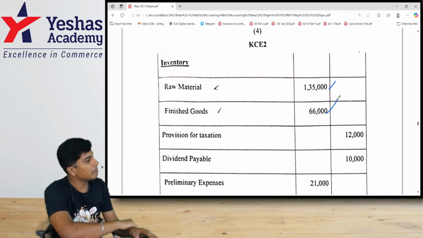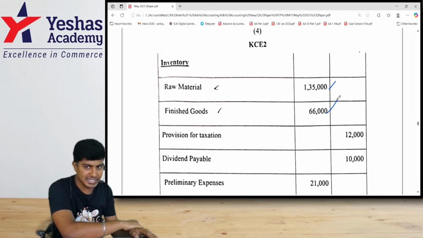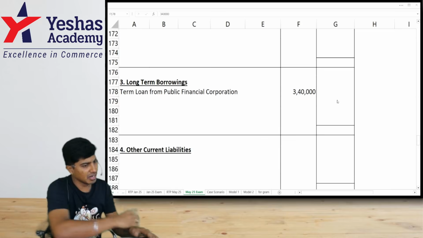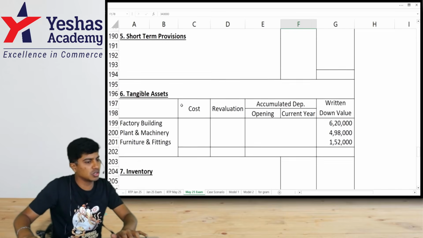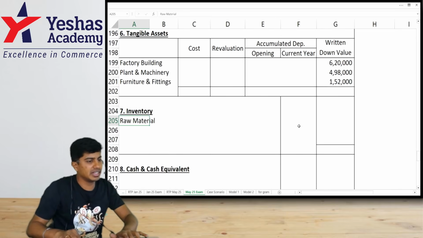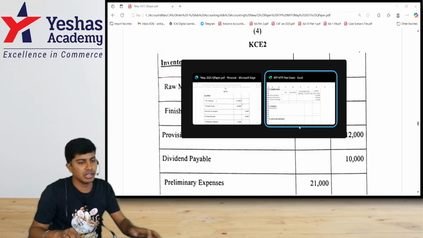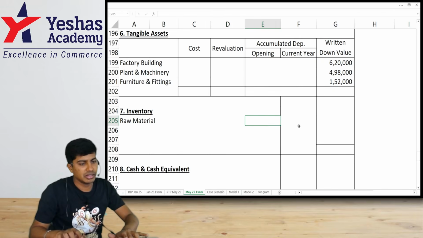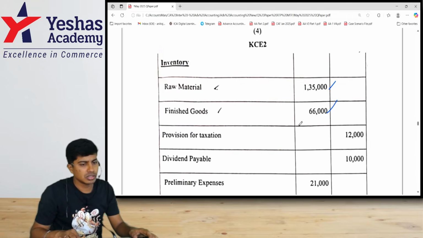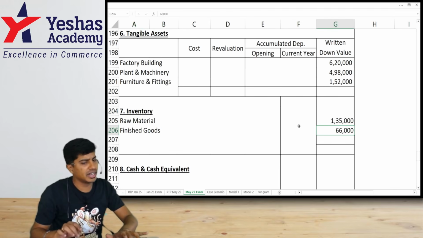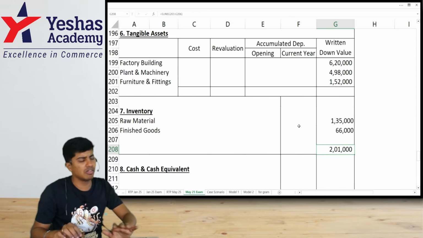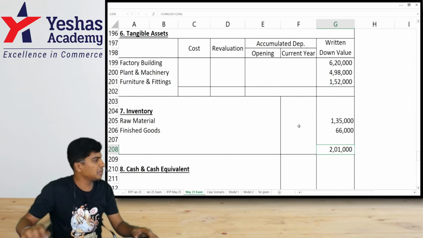Where would I write it? Balance sheet, asset side, current assets. Under that, what is the heading? Inventories. I'll open one notes to accounts for inventories. I'd write here raw material. How much is raw material? 1,35,000. Then we have finished goods. How much is finished goods? 66,000. I would write them and I can in fact total them also. It will be 2,01,000. Let it be this way.